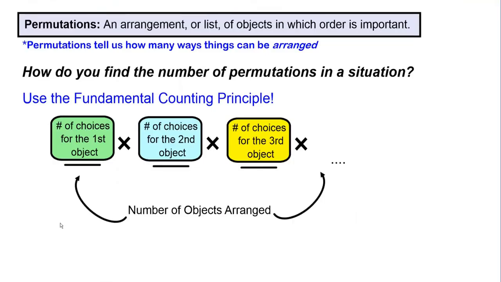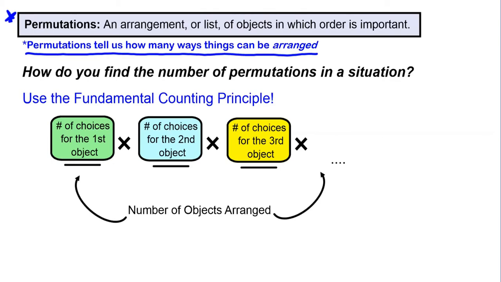And the answer to that is yes, and it's called a permutation. A permutation is an arrangement or list of objects in which order is important. So when we swap 2 runners in first or second place, that meant something different. So the order in which the runners finish is important. When we rearrange them, it's a different outcome. So permutations tell us how many ways things can be arranged. How many different ways can you arrange things? And that's what a permutation is.